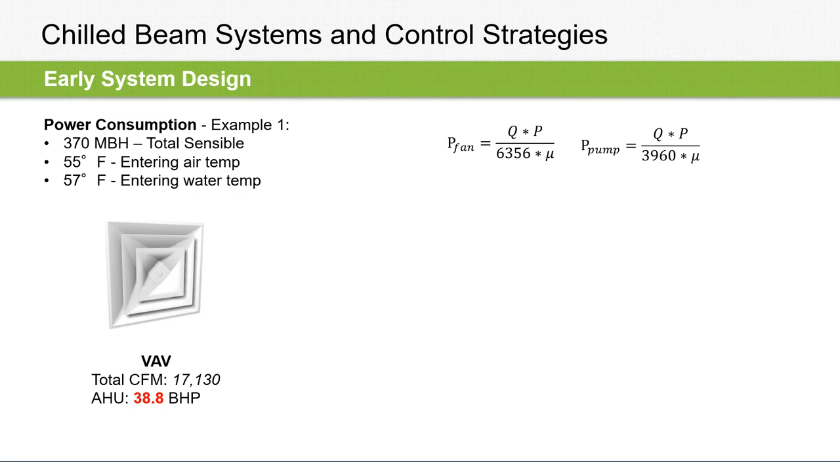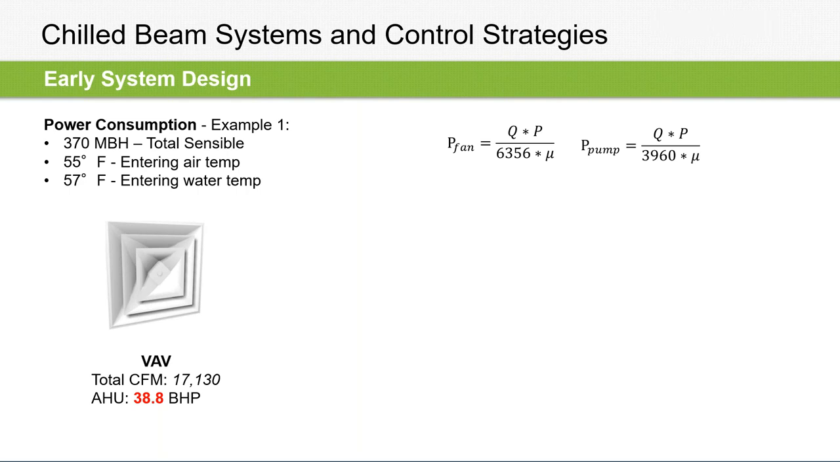So if I'm using a 20 degree delta T on the air side, I need about 17,000 CFM to meet that sensible load at a 20 degree delta T. And that yields about 38.8 brake horsepower on that fan motor.